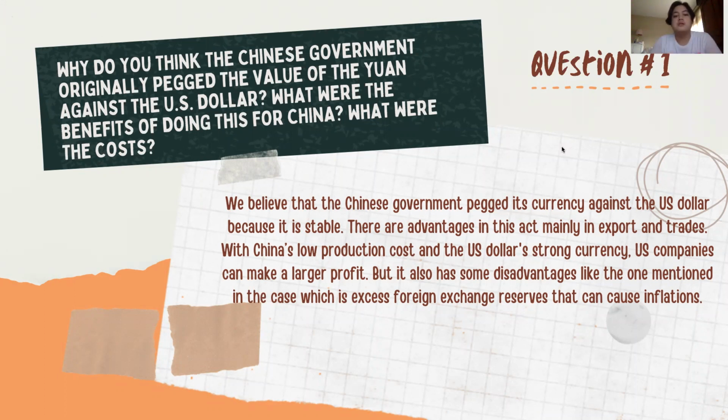So, we believe that the Chinese government pegged its currency against the US dollar because the US dollar is one of the most stable currencies there is. And there are advantages in this, mainly in export and trade. With China's low production costs and the strong US currency, US companies tend to produce their products in China because of the low production and labor costs, so they can make larger profits. But it also has some disadvantages, like the one mentioned in the case, which is excess foreign exchange reserves that can cause inflation.